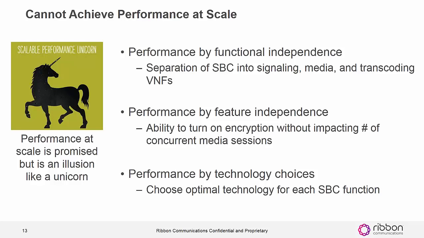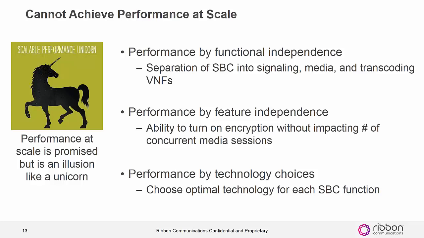Performance by feature independence. I want to be able to either use a virtual instance to do something specific, or I want to be able to ensure that when I implement that in a cloud-native design, I can have features turned on that don't impact other functions. As an example, being able to turn on encryption across the entire traffic base, but not impacting how many concurrent media sessions I can handle. Again, really important functionality that can be delivered in a virtual environment.